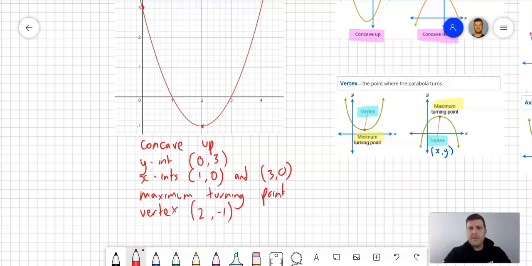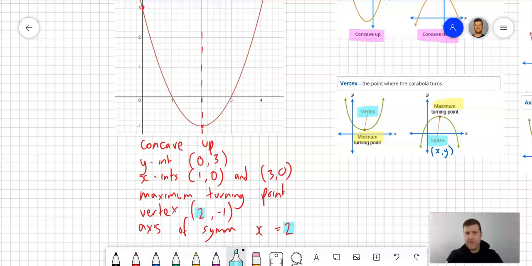And the final thing is the axis of symmetry. So if we were to cut that line in half, where would it pass through? Where would that line pass through the x-axis? There it is, it's passing through at +2. So axis of symmetry, x equals 2. And remember, that value is always going to be the same as that first value, or the x value in your vertex.